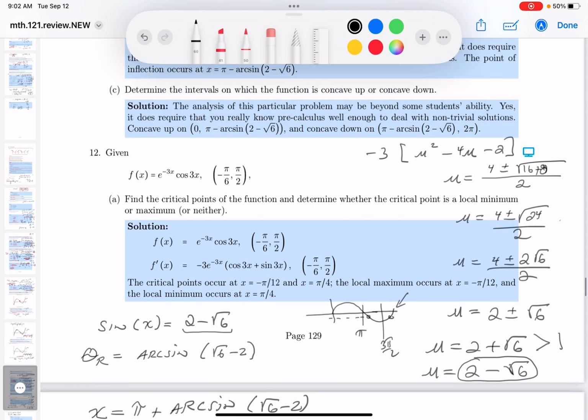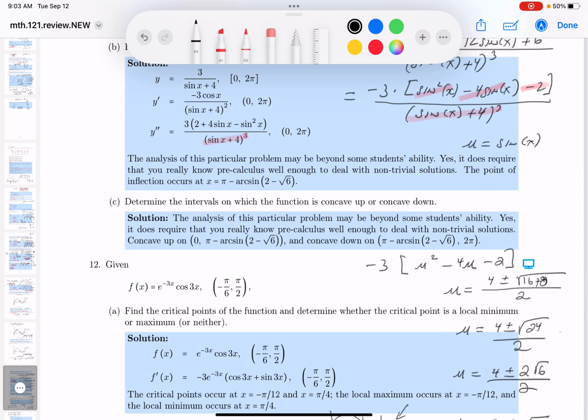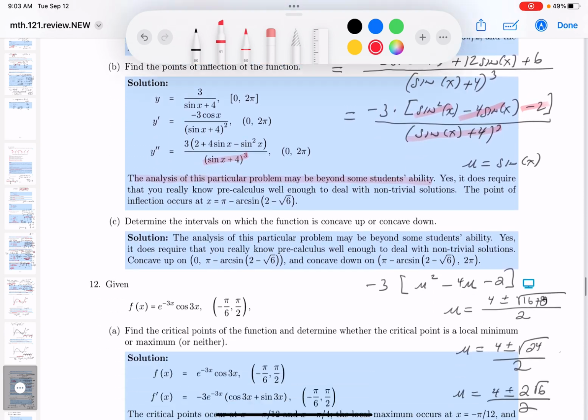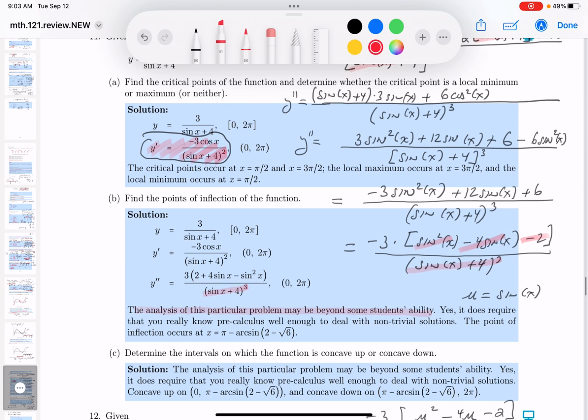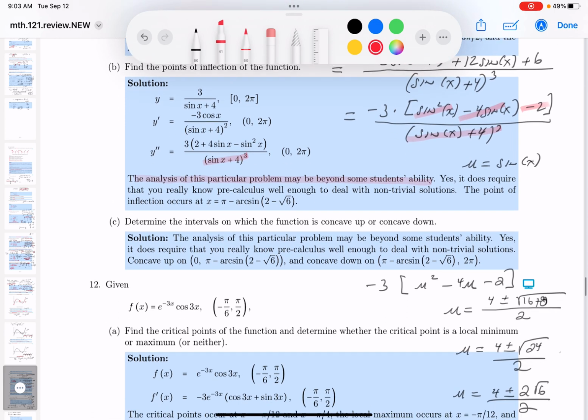Okay, what I want to do is go to the key. And as I go through the key, I realized someone says, what are you doing over here? I'm looking at it, and let's just read what they got. So it looks over here, it says, the analysis of this particular problem may be beyond some students' ability. You know what? I think it is. All right, even with the pre-calculus that we have here at Essex, it might be beyond your ability. It does require that you really know pre-calculus well enough to deal with non-trivial problems. The point of inflection occurs at, all right? Now, someone's going to say, what happened over here? And I got to look at it. The point of inflection, determine the point of inflection, concave up, concave down.